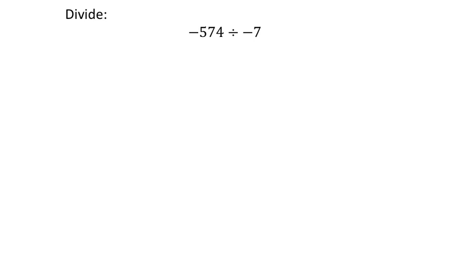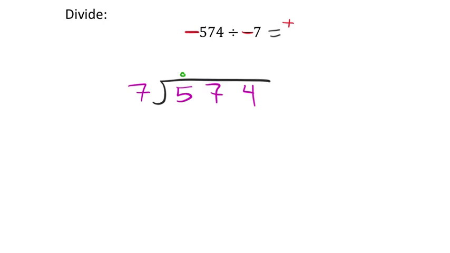Okay, so we will divide this on this one, but let's again first just determine if the answer is positive or negative. A negative times a negative is a positive, or you can say there's 2 negatives, which is even, so the answer will be a positive. That's good enough. Now we will do the division. So this is 574 divided by 7.